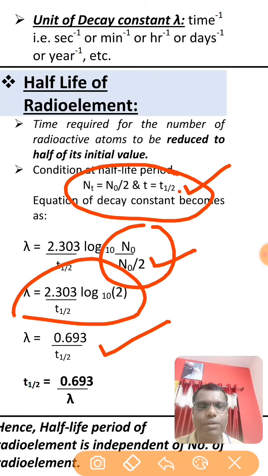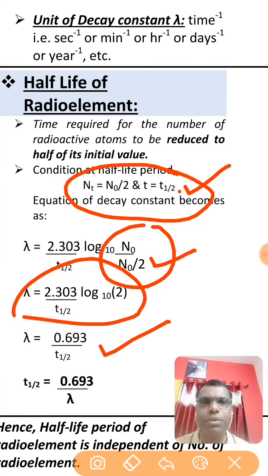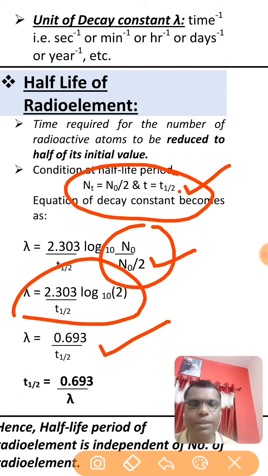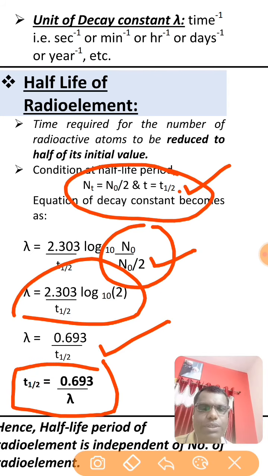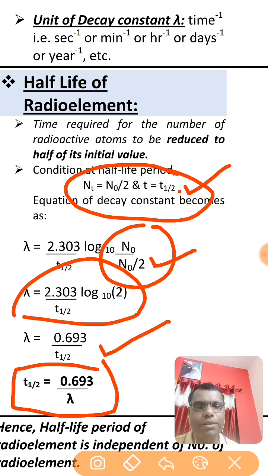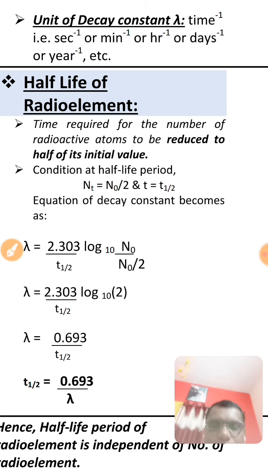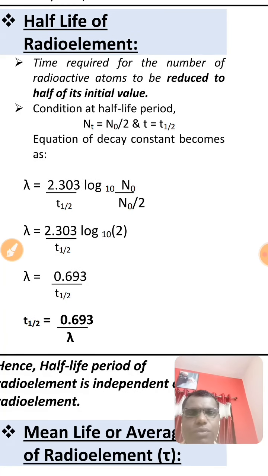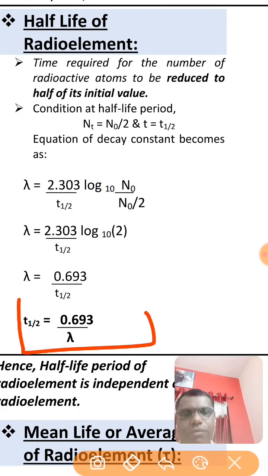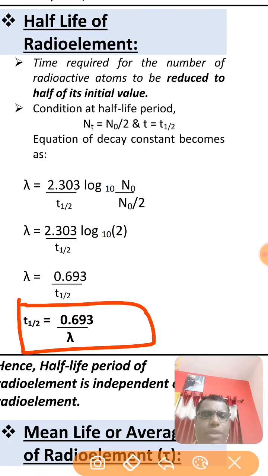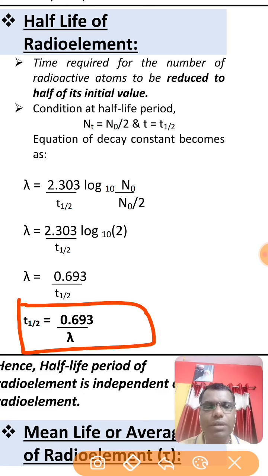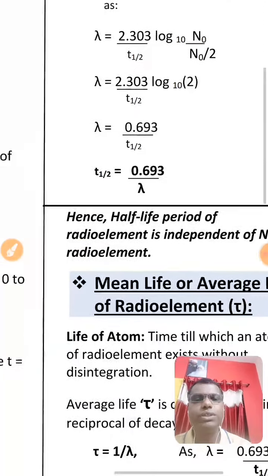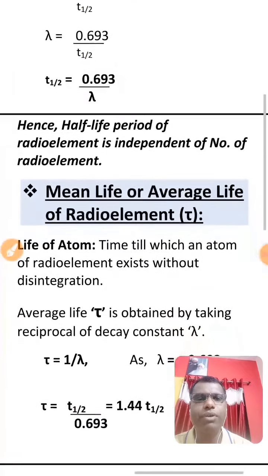Therefore, we are interested in getting the equation for the half-life period of radio element, and that's why the final equation for the half-life period will be t 1 by 2 is equal to 0.693 upon lambda. This lambda is the decay constant. So this is the equation. This is a simple equation for half-life period of any radio element, and that is simple. Based upon the same, we will have some numericals, so at that time we will see this. So this is the equation for half-life period of radio element.